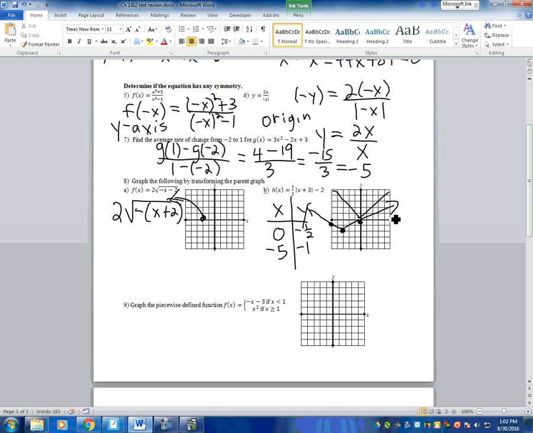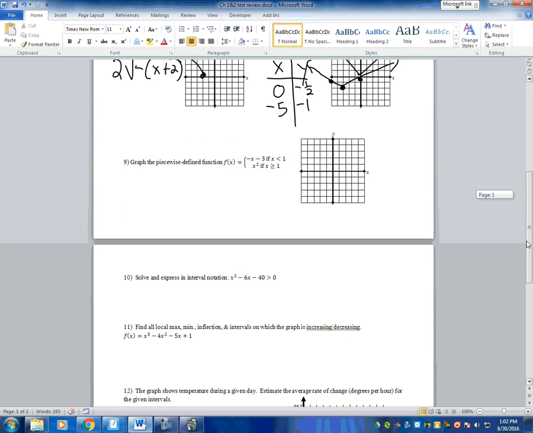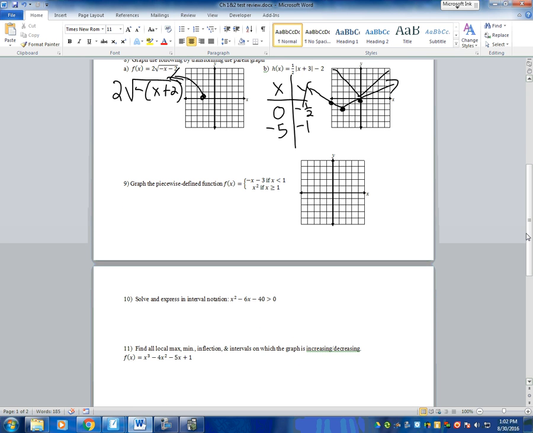All right. Number 9, piecewise function. Okay, the graph of the first one is a line, right? And the graph of the second one is a parabola. Here's the endpoint. We have an open circle at x equals 1. If we plug 1 into this equation, what do I get? Yes, so at 1, -4, I have an open circle.